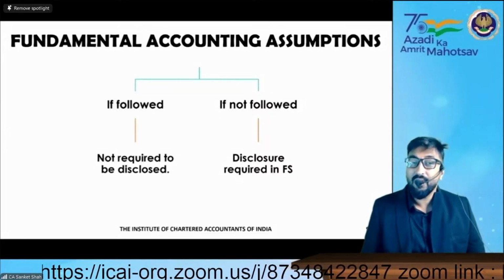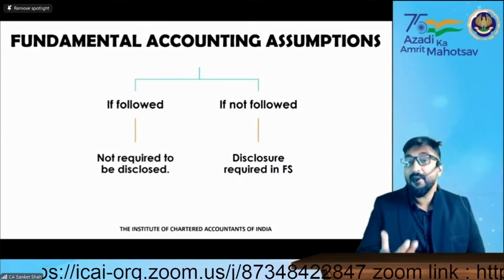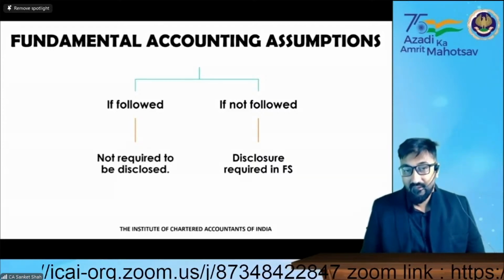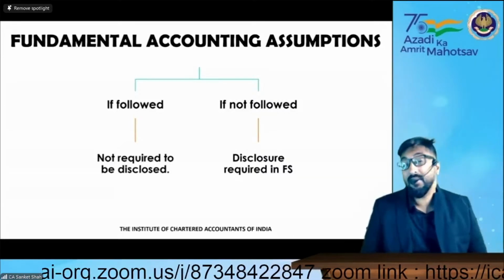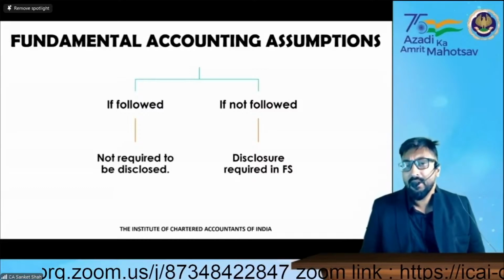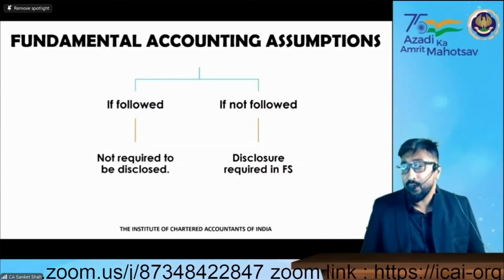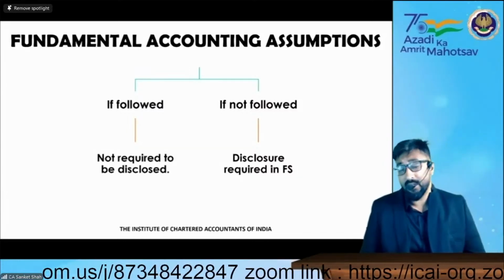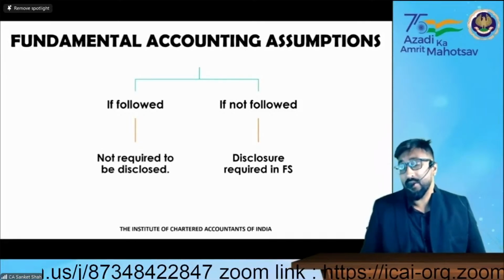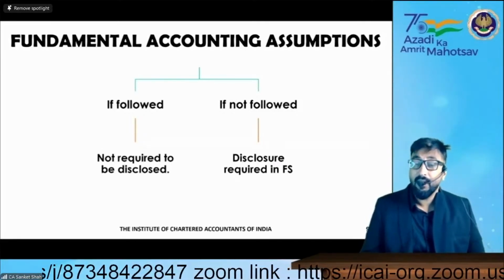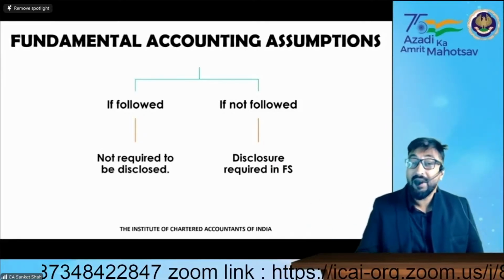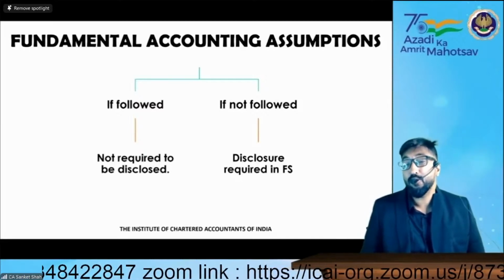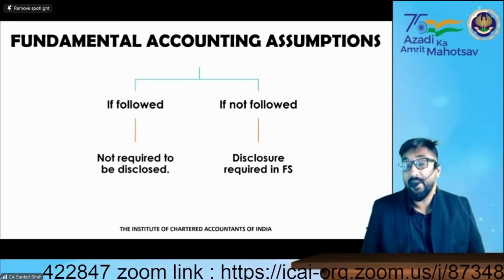So if I am following the fundamental assumptions, I should not tell my shareholders that I'm following the going concern concept, the accrual concept, the consistency concept. If I'm not following it, then I will disclose. I will tell my shareholders through notes to accounts that I'm not following the fundamental assumption.